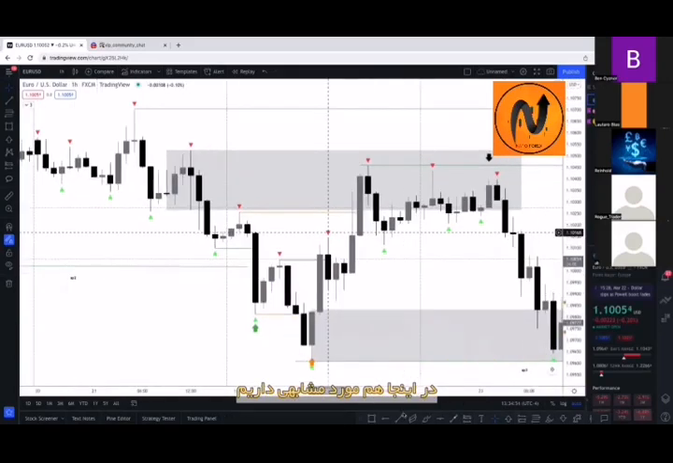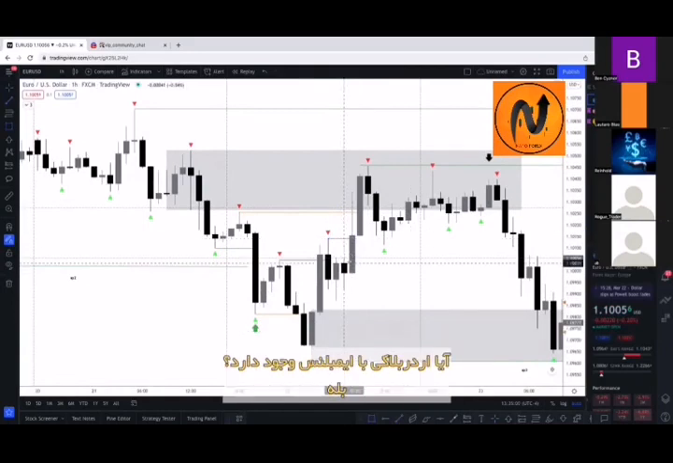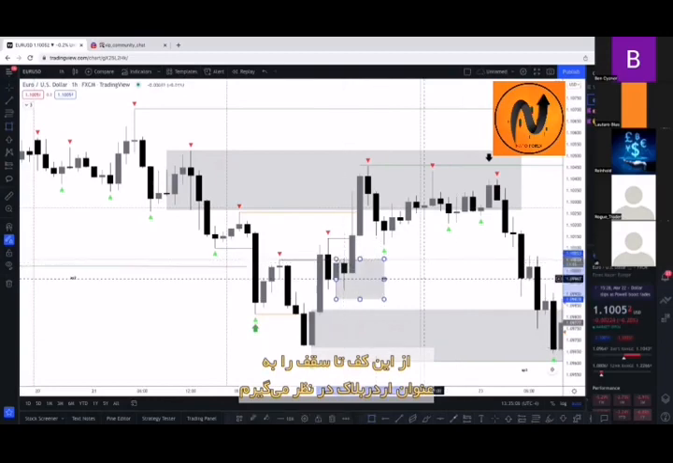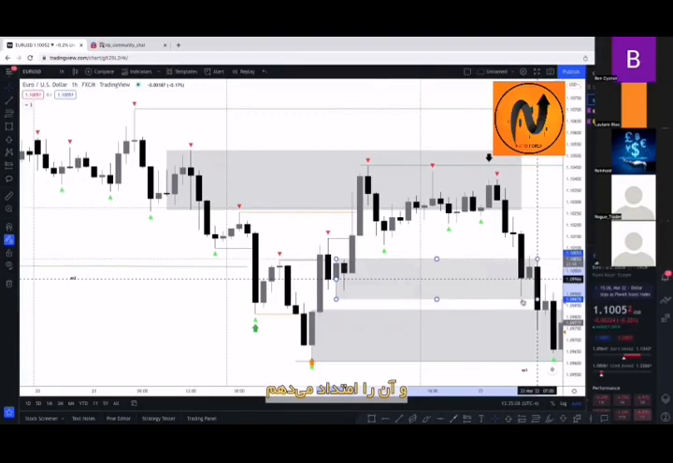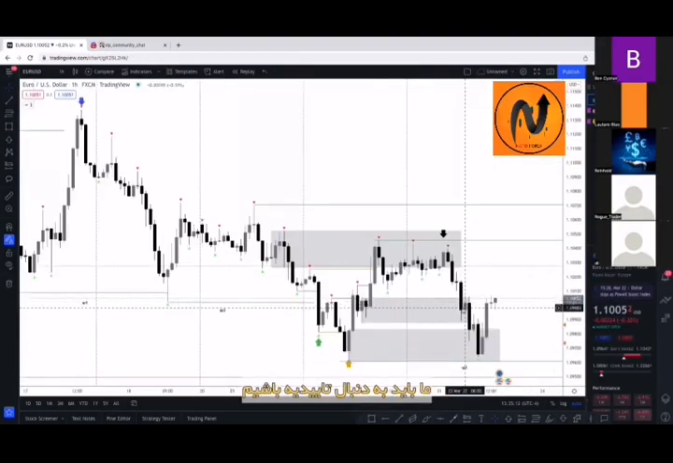Coming in over here, we have the same exact thing. Internal structure, stick to the rules, stick to the plan. Is there an OB with imbalance? Yes, right here. And I'm going to take those lows to this OB high, drag that over. Remember, we're not just going to take it because it comes into the POI. We need to look for confirmation. We're going to go over that, right?